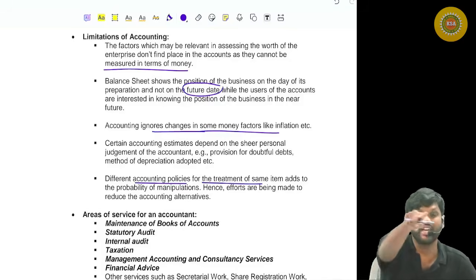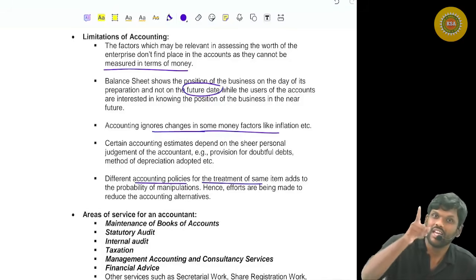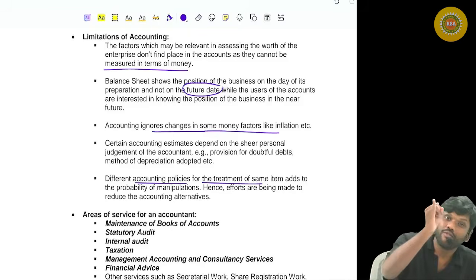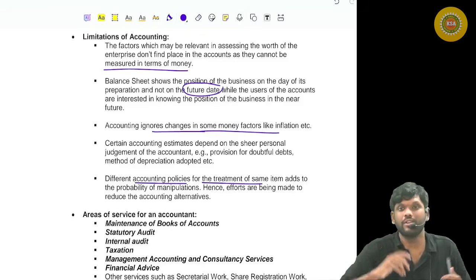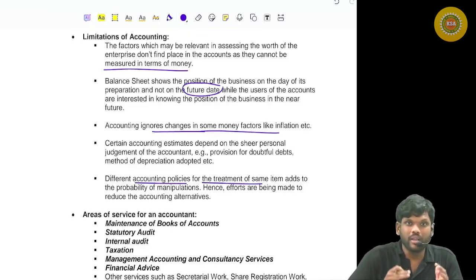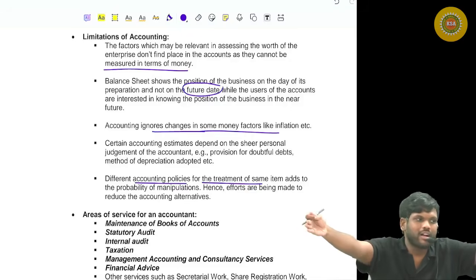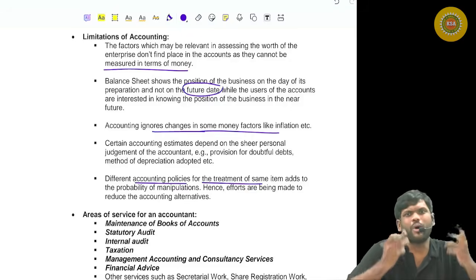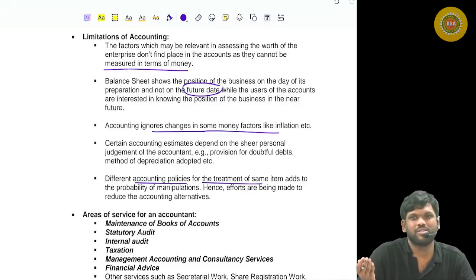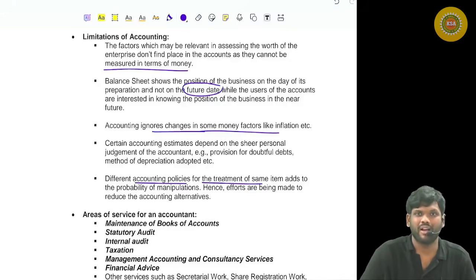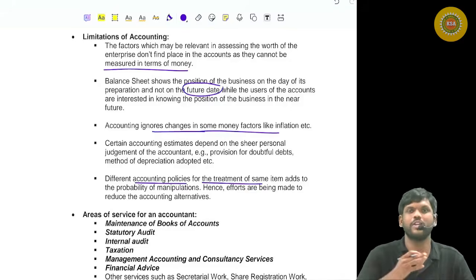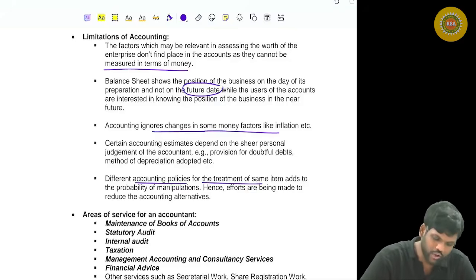For example, you would have studied in the inventories chapter that the same inventory can be valued either by FIFO or by weighted average. So if there are different methods, one company may use FIFO and another company may use weighted average. Sir, so what? If two companies use different methods, you will not be able to compare. Then comparability is lost. So that is also one of the limitations of accounting.